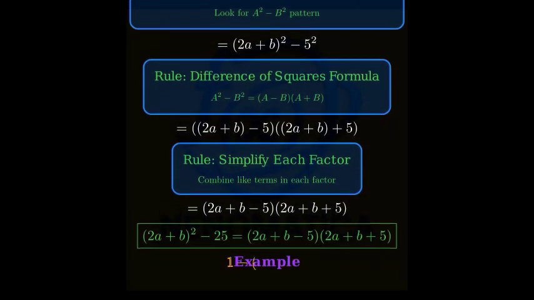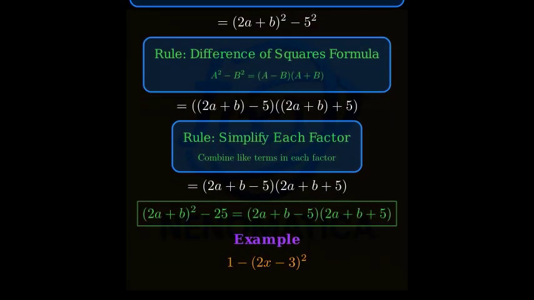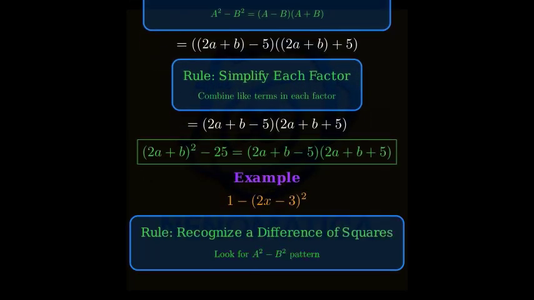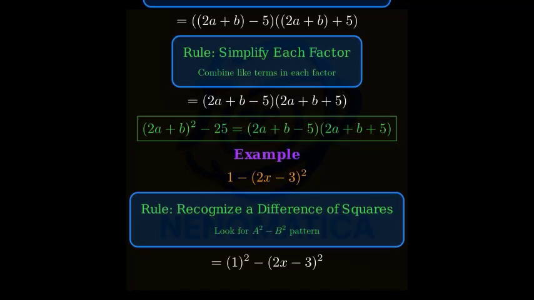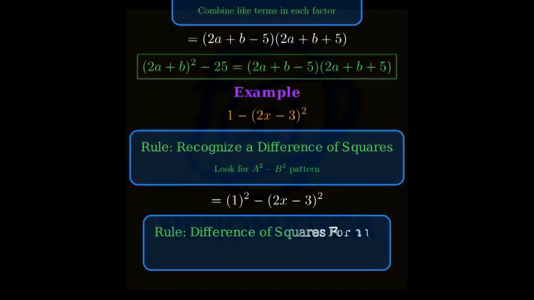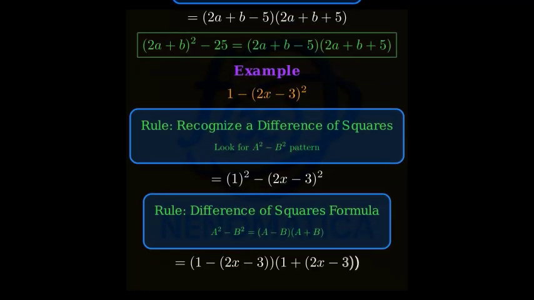Here we need to factorize 1 minus the quantity (2x minus 3) all squared. Again, we'll start by recognizing this as a difference of squares. We can write 1 as 1 squared, so our expression becomes 1 squared minus the quantity (2x minus 3) all squared. Now we apply the difference of squares formula, where a is 1 and b is 2x minus 3. This gives us (1 minus the quantity 2x minus 3) times (1 plus the quantity 2x minus 3).